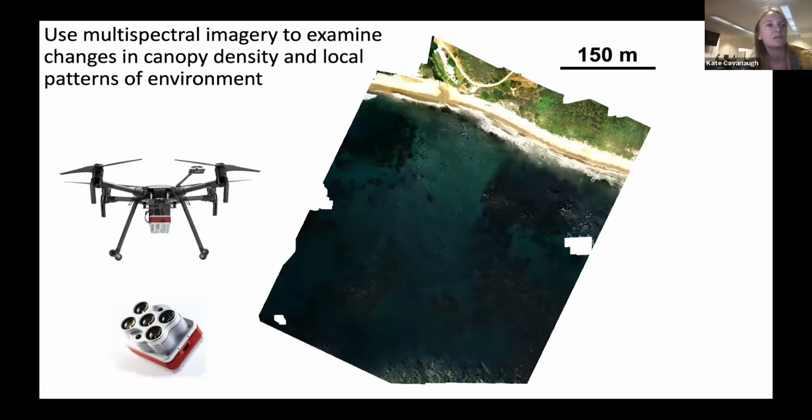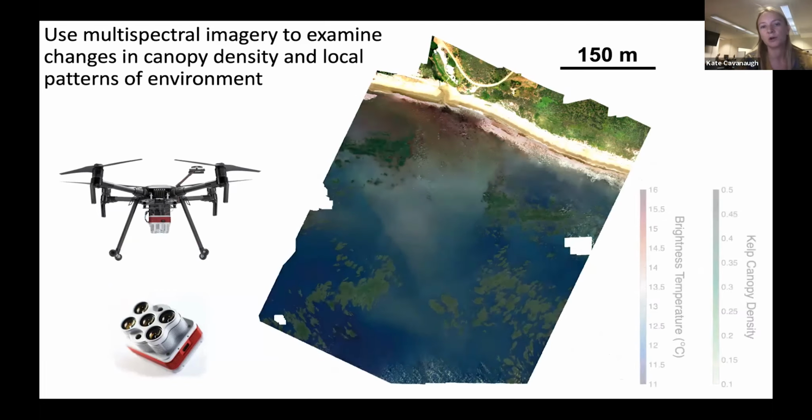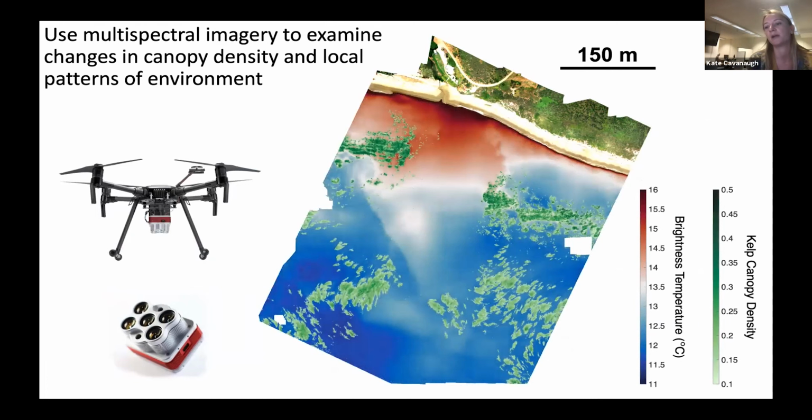We also have used multispectral imagery for examining changes in canopy density, as well as local patterns of the environment. The Altum sensor from MicaSense has 5 multispectral bands, as well as a thermal band. So from this sensor, not only are we able to get canopy density, but we're also able to look at the local seawater conditions that might be influencing the density of the canopy through time.